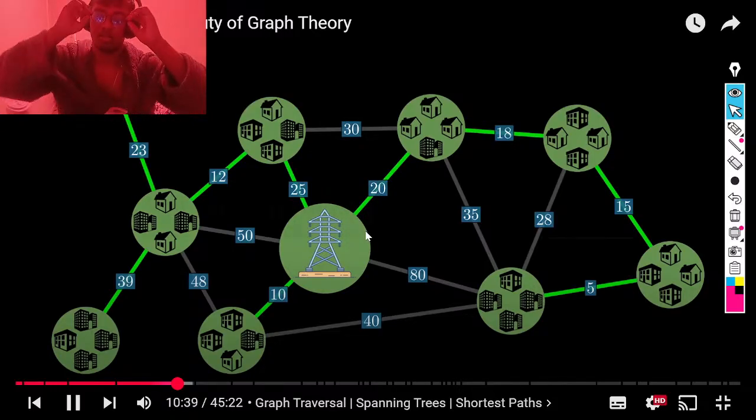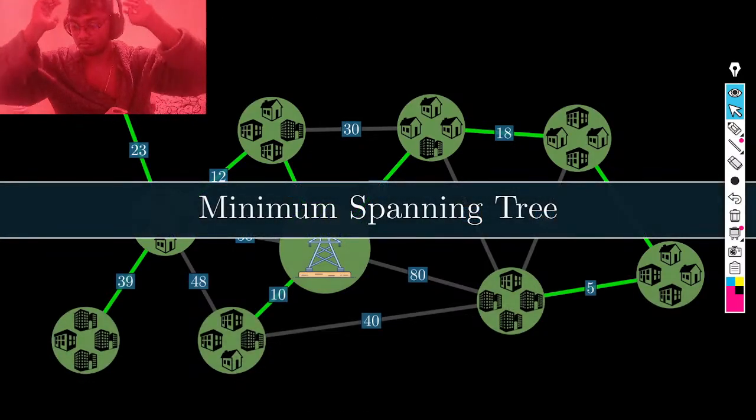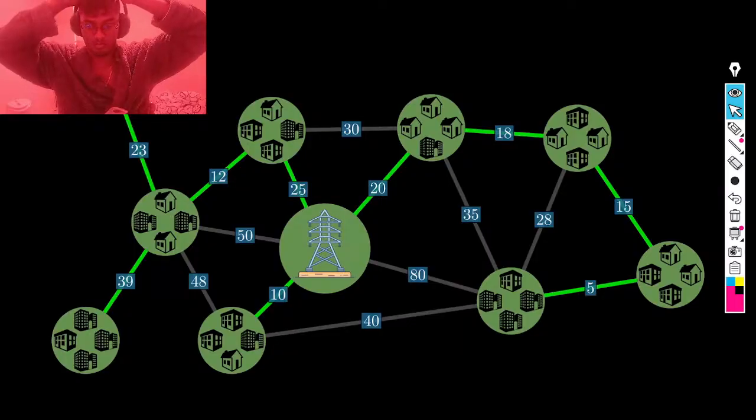Therefore, one would search for a minimum spanning tree in the given graph, which is a spanning tree with the least possible total cost.